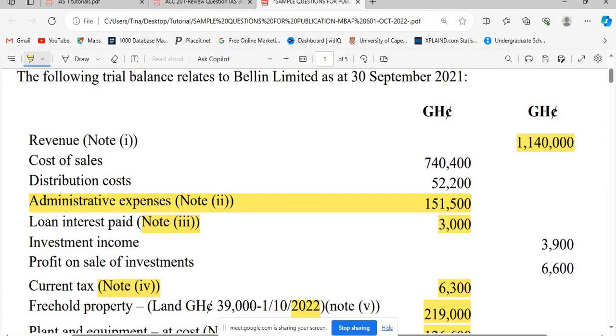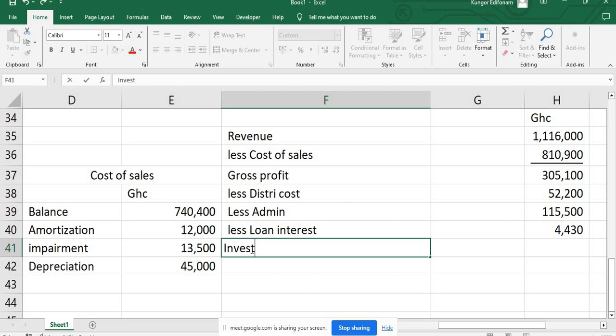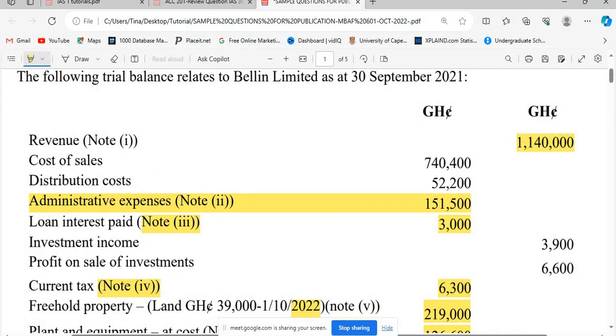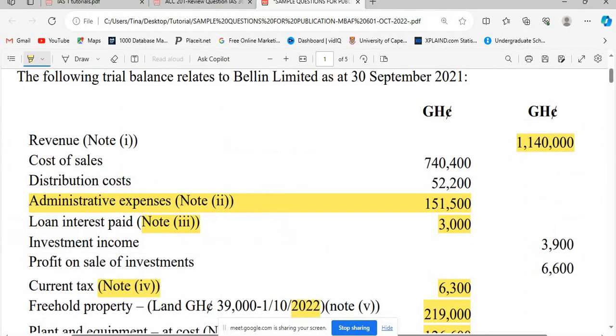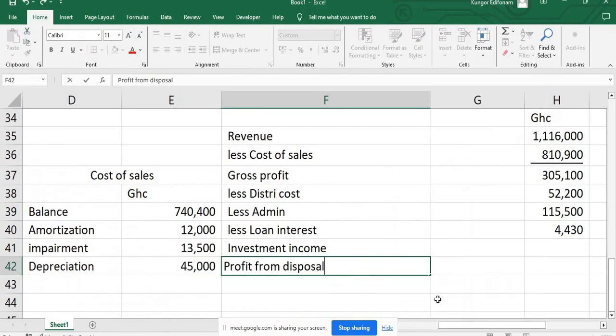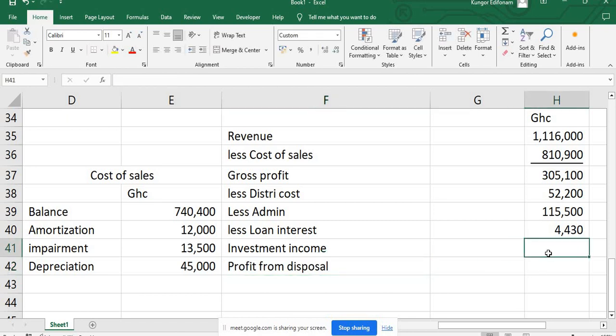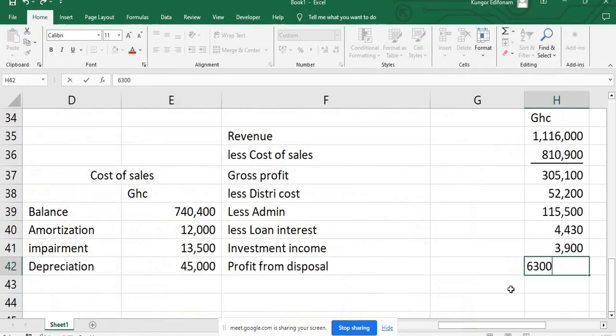Then the next item on the list is investment income. Right? Investment income. Normally, such incomes are put together as other income, and also profit on sale of investment. We put it together as other income. But let's just put it on the face. Profit from disposal. So that is 6,600. So we have the first one to be 3,900 and then 6,600.